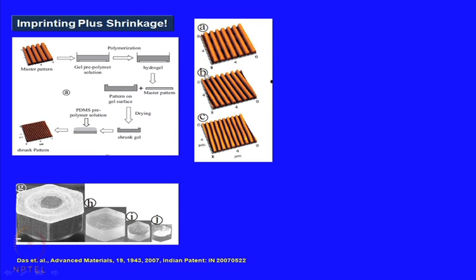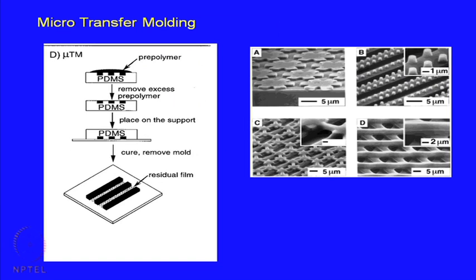You re-imprint another block of hydrogel with this one to get a third generation stamp which has even smaller feature height. So, this is a very unique concept where a combination of imprinting plus shrinkage has been used to achieve patterns which are smaller in feature dimension as compared to the original stamp size.